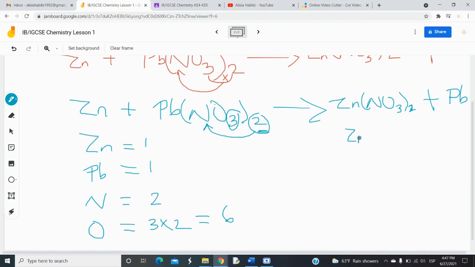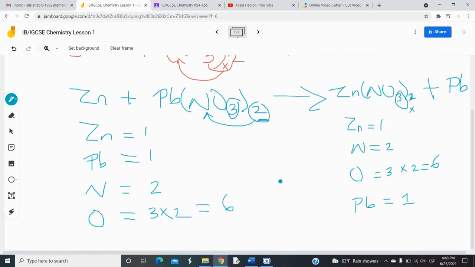Now let's break down the product side. Zinc here has 1 atom. Nitrogen again has 2, so it's pretty much the same. And oxygen on this side is again 3 times 2, which gives you 6. And then we have our lead, which is Pb, and that's going to give us 1. It only has 1 atom. Okay, so I think we have everything covered: zinc, lead, nitrogen, and oxygen.